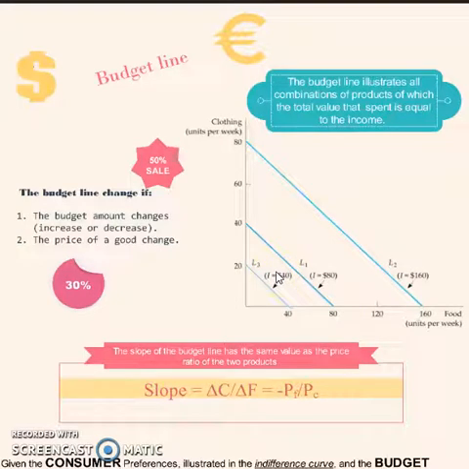The second aspect that can change the budget line is if the price of goods change. So if clothes become more expensive or cheaper, the number of clothes that you can buy will change. Or if the food becomes more expensive or cheaper, then the number of units of food will change. So the slope of the budget line, which is the change in clothing divided by the change in food, represented here at the bottom, is also equal to the price ratio of the two goods. In this case, it's the price ratio of food over clothing.